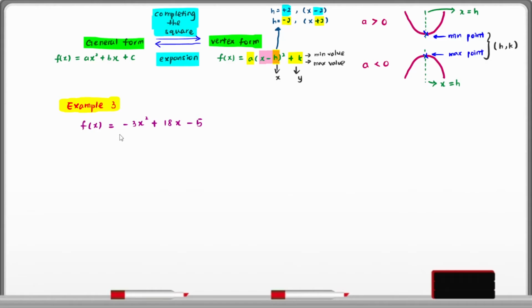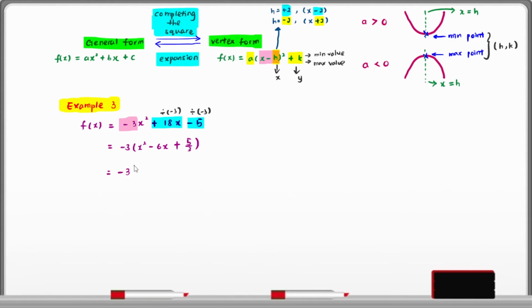Example number 3. The quadratic function is -3x squared plus 18x minus 5. So first we need to make sure the a is equal to +1. So here the a is -3. Therefore first we're going to do the factorization. So we're going to take the -3 and put it outside here. Next, for the +18x and the -5 here, both of them we're going to divide by -3. So +18x divided by -3, you're going to get -6x. And here you're going to have +5 over 3.